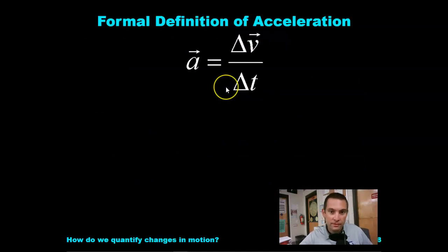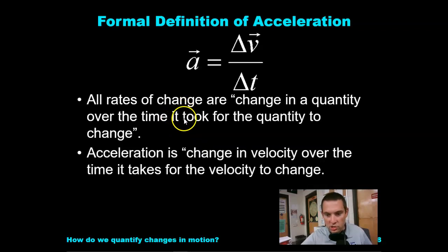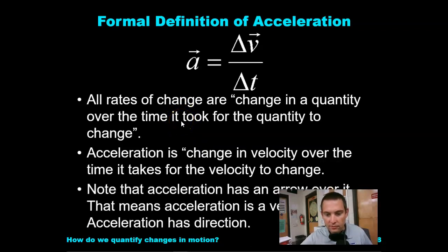Here's the formal definition of acceleration. Acceleration, which is a vector, is delta v over delta t. Remember, delta is our change, our final minus the initial. Delta v is the change in velocity. I know it's velocity because it's a vector, it's got an arrow above it. Divided by the change in time. All rates of change are change in a quantity over the time it took for the quantity to change. Acceleration is a change in velocity over the time it takes for the velocity to change.